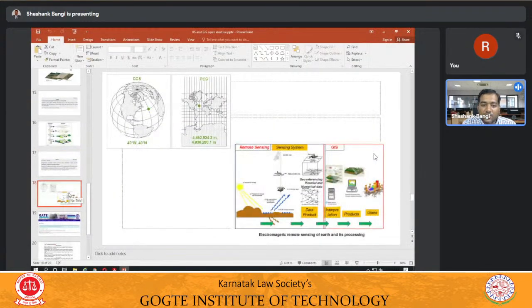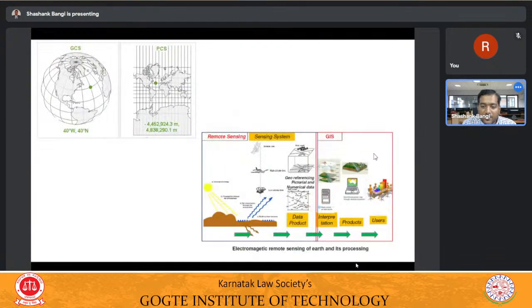So here you can see some of the integration process, how we can integrate. Once we get the data from remote sensing, we capture it with the help of satellites or drones, and then send it to data processing, and there the people use GIS for processing the data, and finally it is sent to the user.